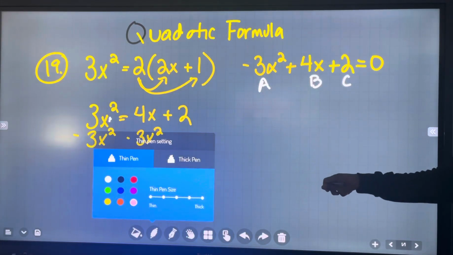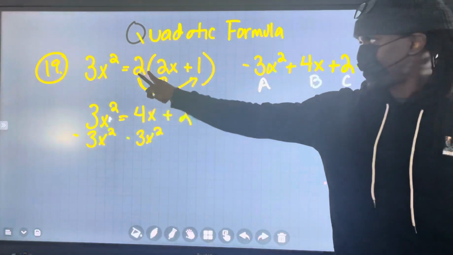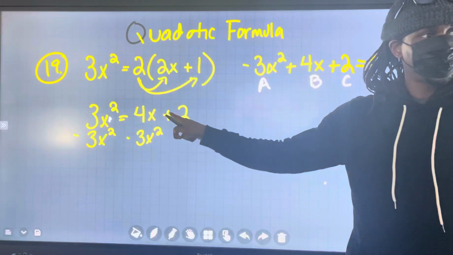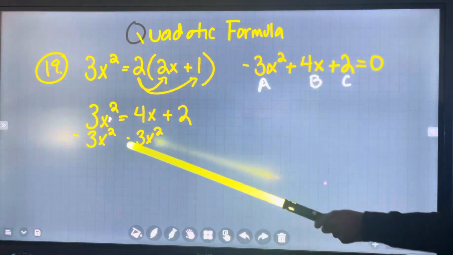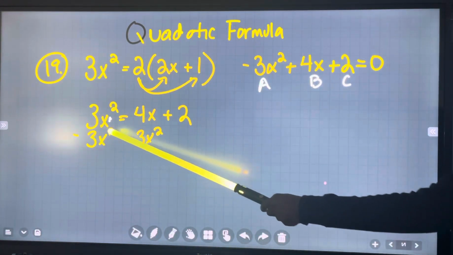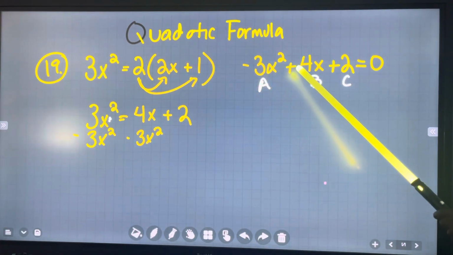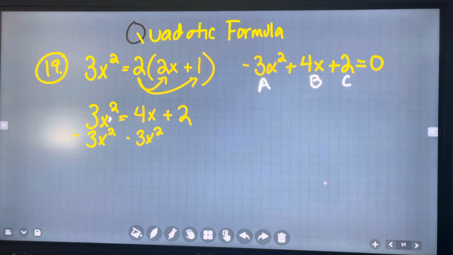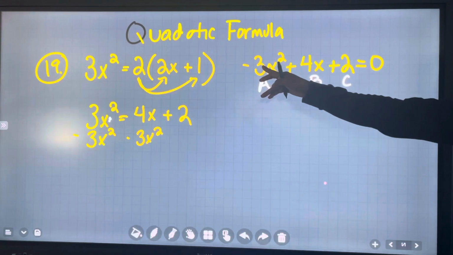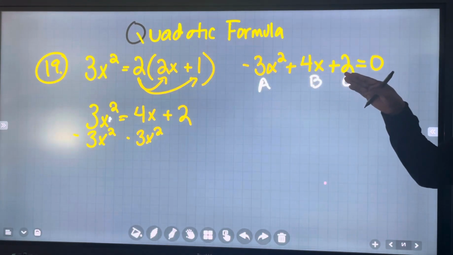Wait, so you need the formula? So you see how I distributed, right? You with me so far? And then I took the 3x and subtracted 3x from both sides. That set it to 0. So now it's negative 3x squared plus 4x plus 2. Oh, for me, it told me to take everything on the left side to the right and then make the 2 negative. That's one way you can do it. Either the 2 was going to be negative or the 3 was going to be negative. So I brought the 3 over.